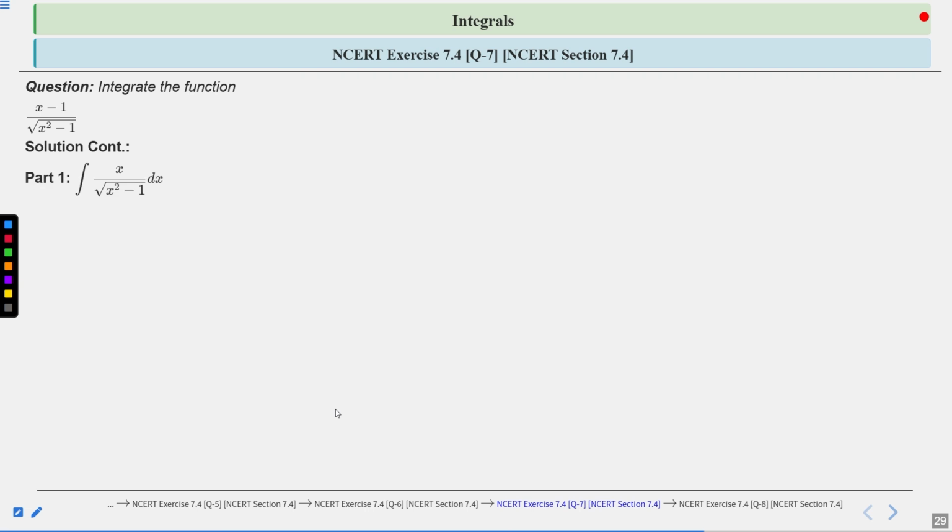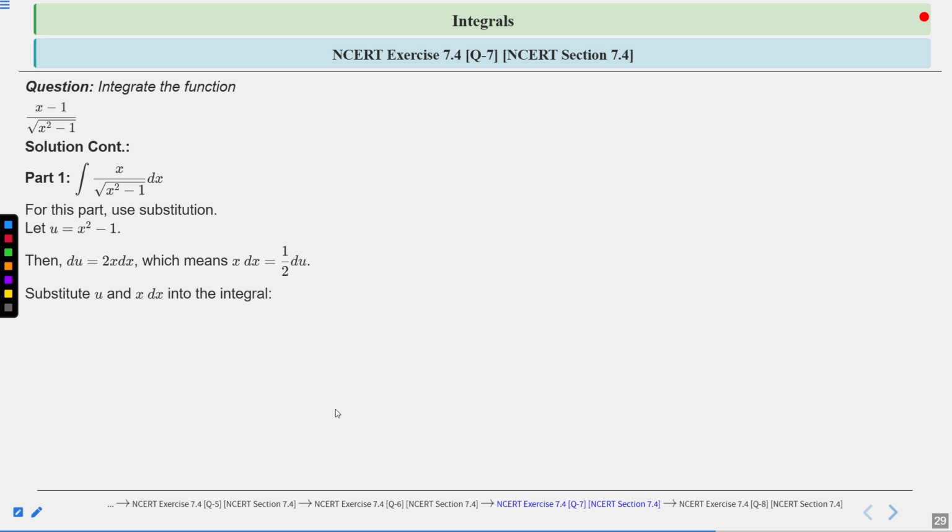So part 1 is integral of x dx upon root over x square minus 1. For this part, we can use substitution. Let u is equal to x square minus 1. Then du will be equal to 2x dx, which means x dx is equal to 1 by 2 du.